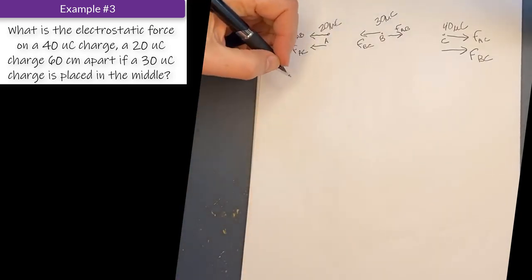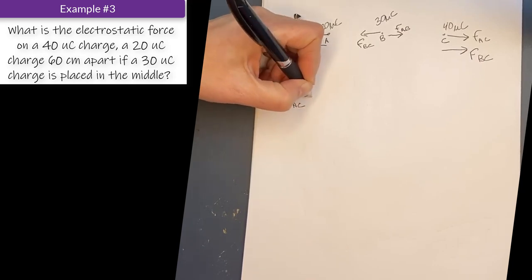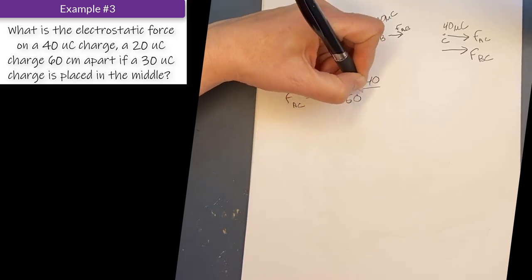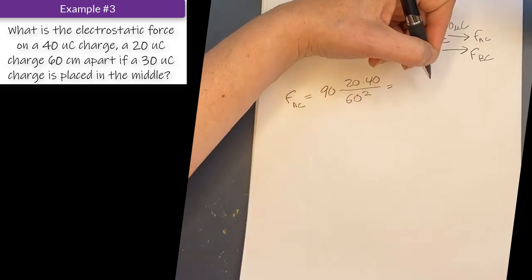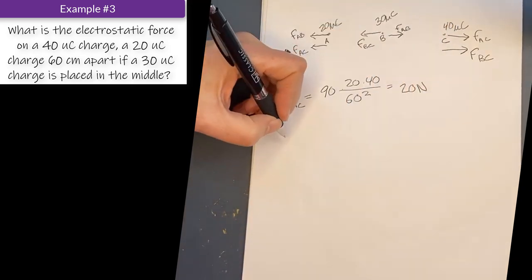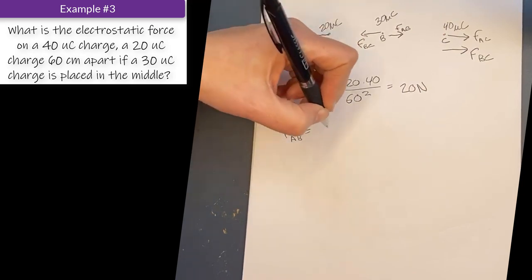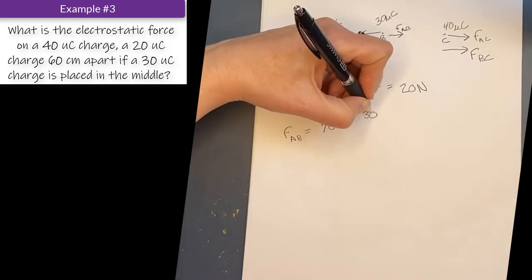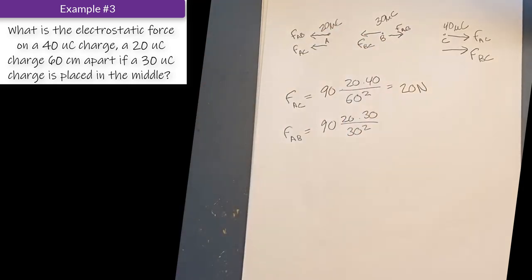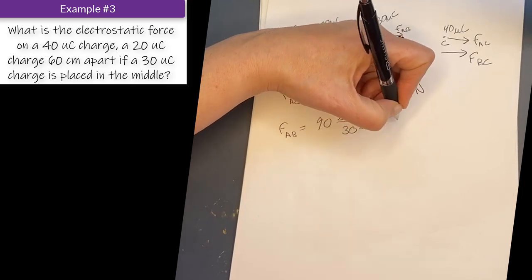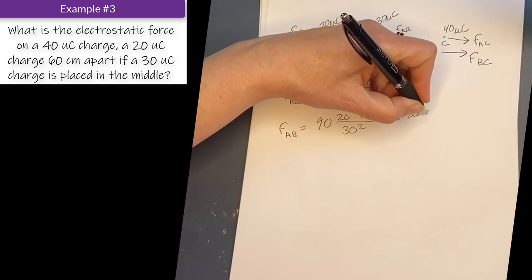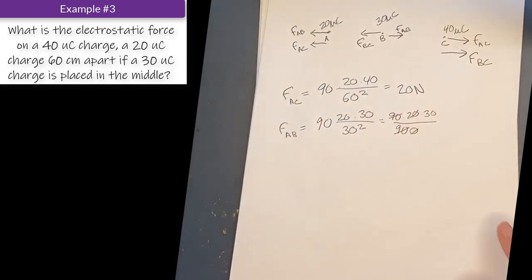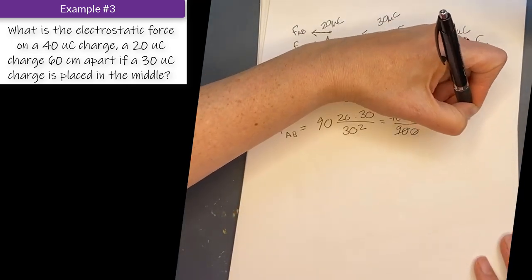Now, as we found before, the force between object A and C is 90 times 20 times 40 divided by 60 squared, which turned out to be 20 newtons. Now we have to find the force between A and B. We're still going to use the 90 for K. The first charge is 20, the second charge is 30, and now the distance is 30 squared. Now 30 squared is 900. I'm going to rewrite this just so we have it. 90 times 20 times 30 divided by 900. 90 goes away, this goes away, and you end up with 2 times 30, or 60 newtons.